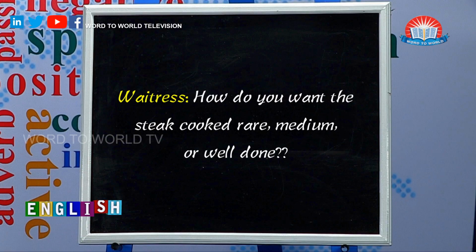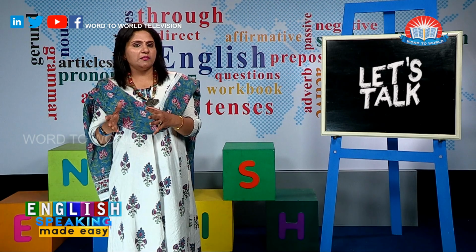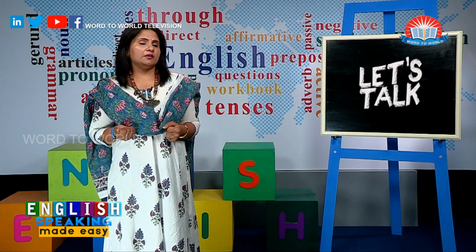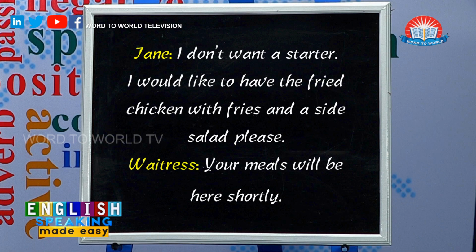So, the waitress says, how do you want the steak? Cooked rare, medium, or well done? Do you want it rare, slightly not very much done, medium, or would you like it well done? And Paul says, I would like it well done please, that is nicely cooked. And Jane says, I don't want a starter, I would like to have fried chicken with fries and a side salad please. Okay. And the waitress says, okay, your meals will be here shortly.